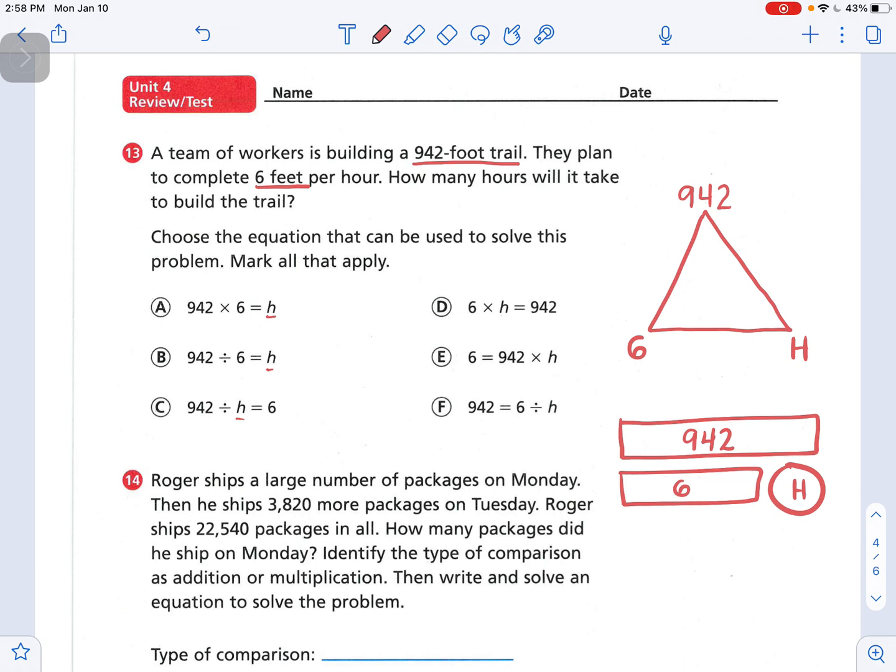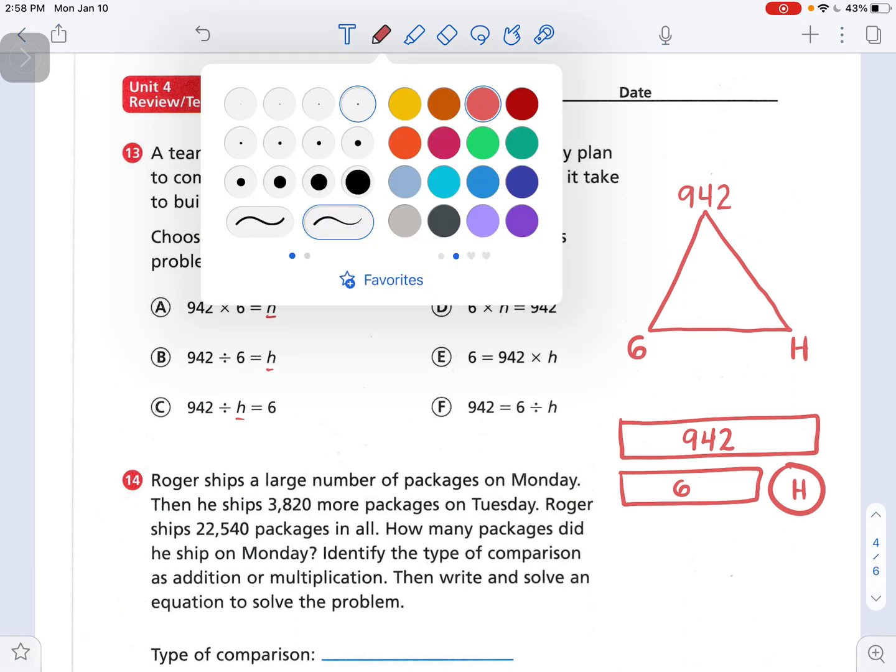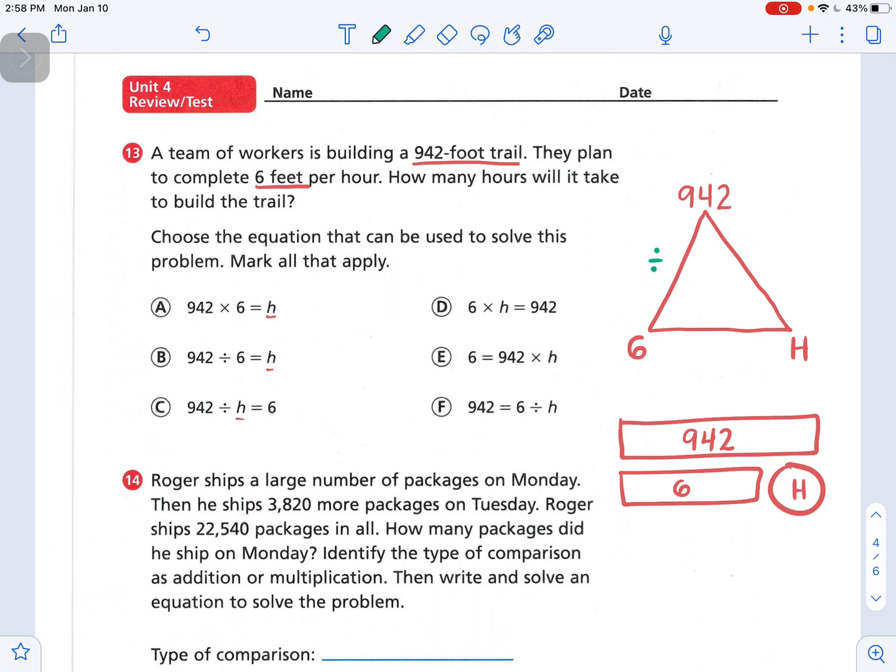Now we need to put in our equation signs. So I'm going to put divide, divide, and multiply. Now we can check to see if our equations match what they have. Let's start with letter A. 942 times 6 equals H. So let's start at 942. They said we need to times 6, and that equals H. That does not work, so I'm going to cross that off.